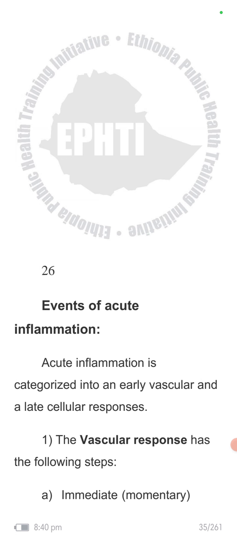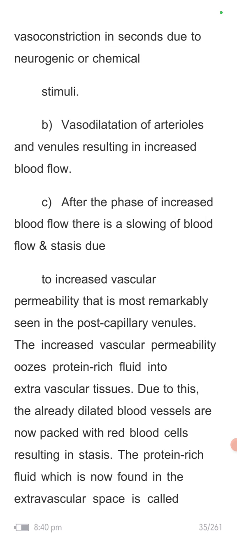Events of acute inflammation. Acute inflammation is categorized into an early vascular and a late cellular response. The vascular response has the following steps: immediate, momentary vasoconstriction in seconds due to neurogenic or chemical stimuli, then vasodilation of the arterioles and venules resulting in increased blood flow. After the phase of increased blood flow, there is a slowing of blood flow and stasis due to the increased vascular permeability that is most remarkably seen in the post-capillary venules.